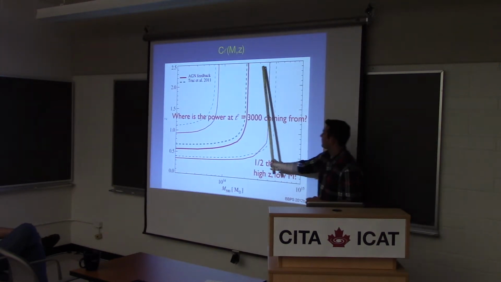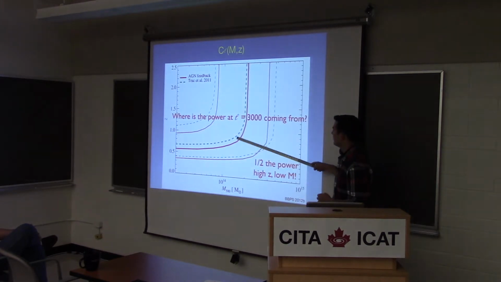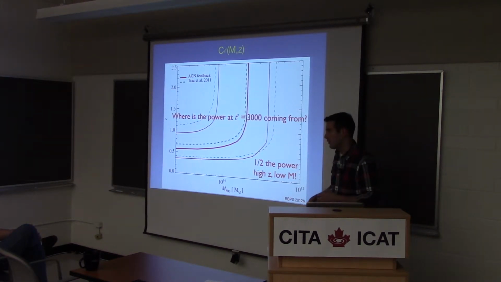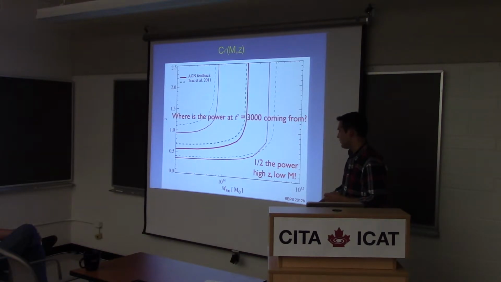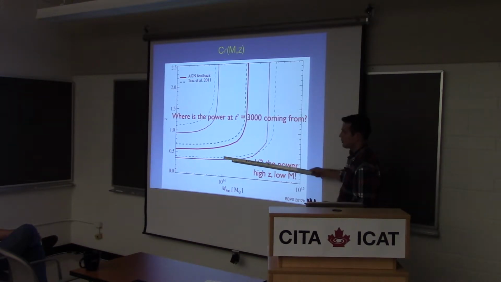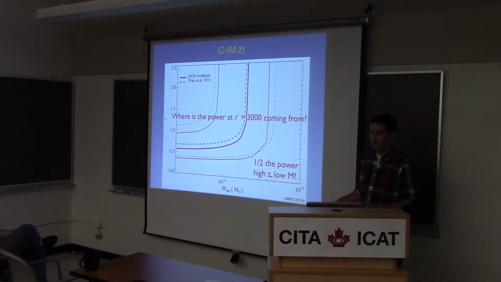So, all this area here at L of 3000 is above it. 50% of the power comes from that region of parameter space in mass and redshift. So, there's a lot of uncertainty there. We don't have measurements out there. We have predictions from simulations, or if you take some sort of analytic theory, you can say what the pressure profiles look like, but we have no constraints on them currently.